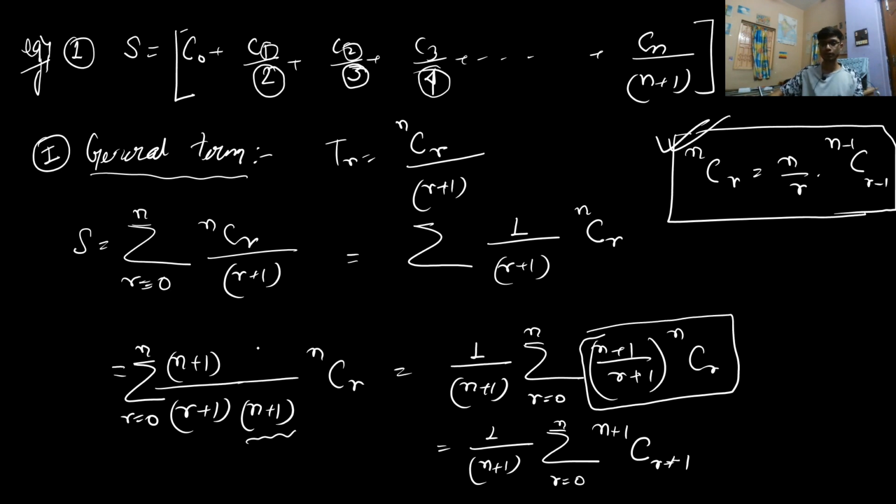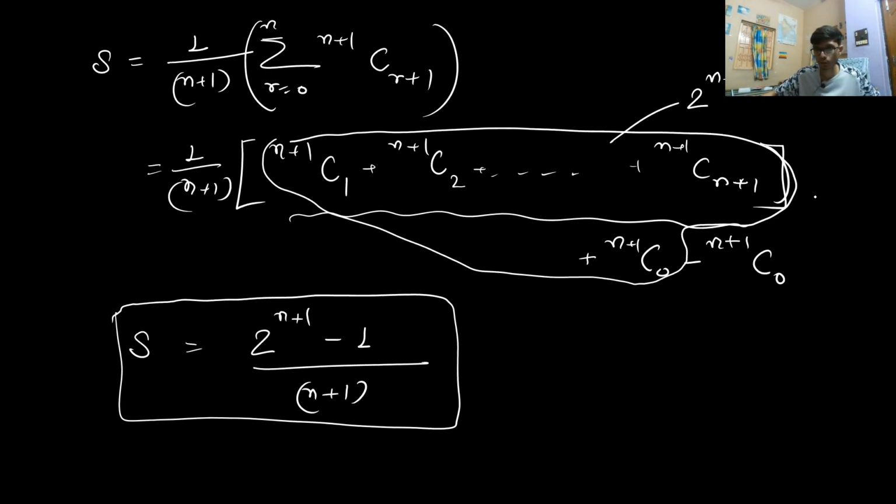I hope this approach is clear. So what approach did I use? I divided and multiplied with n plus 1, and in doing so I used this property, and then I got this direct result that we already know as 2 to the power n plus 1.